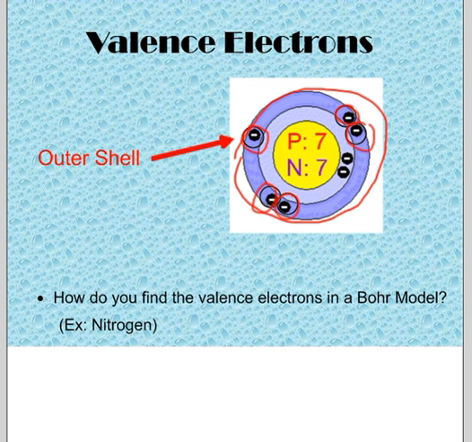Now, depending on the atom, the outermost shell could be the first energy level, it might be the second energy level, or if it's a very large atom, it might be the third energy level. So depending on the atom, you just have to look at whichever level is on the very outside.